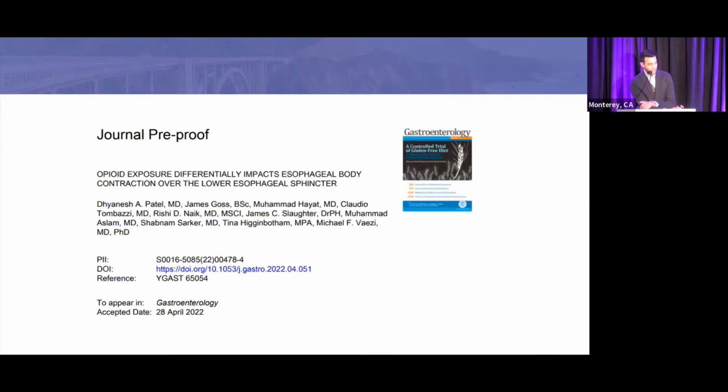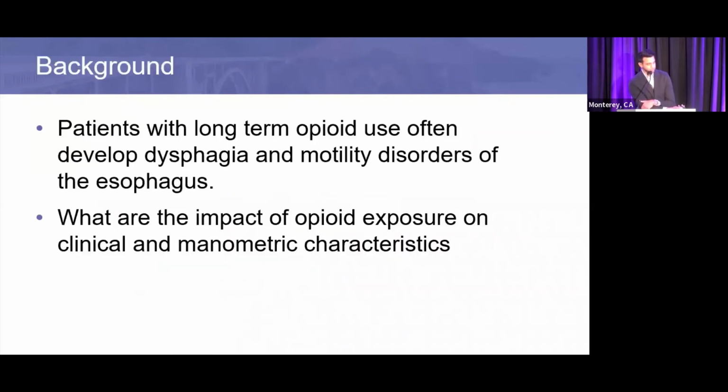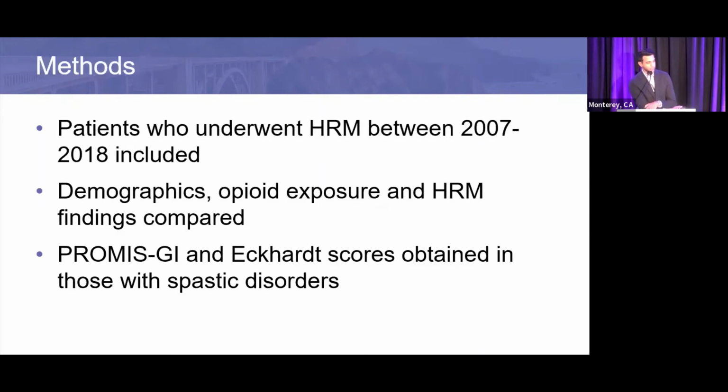All right, and then lastly, one of the things the new version of the Chicago classification touches on is the effect of opioids on esophageal manometry. So this study looked at the opioid exposure and how it affects the lower esophageal sphincter. We all know that long-term opioid use is often associated with dysphagia and motility disorders of the esophagus. But what are the impacts of opioid exposure and what are the manometric characteristics?